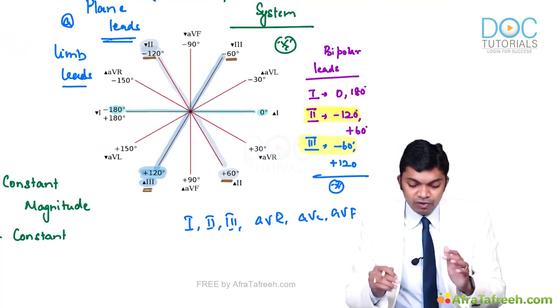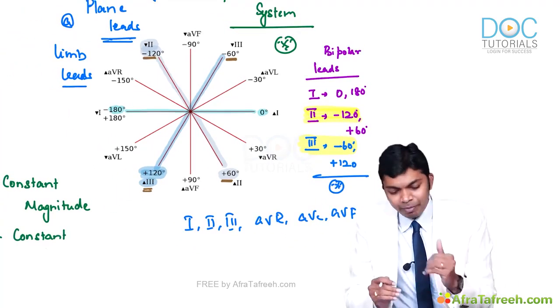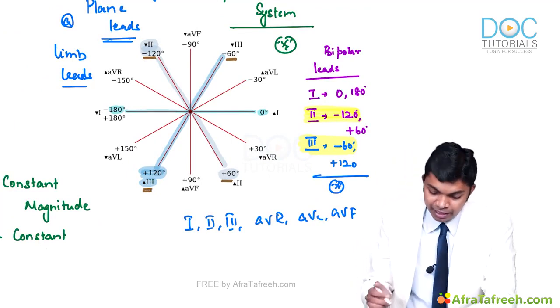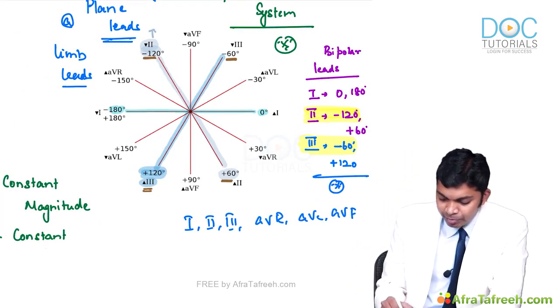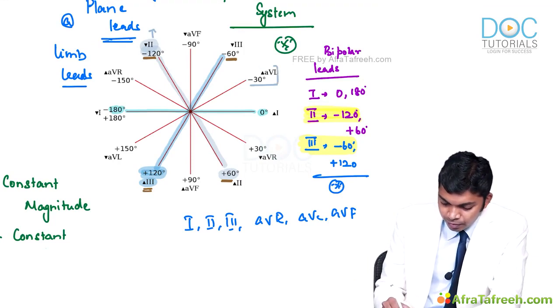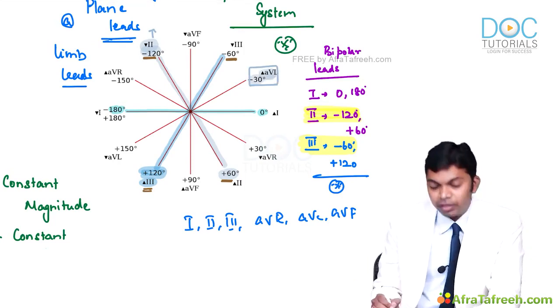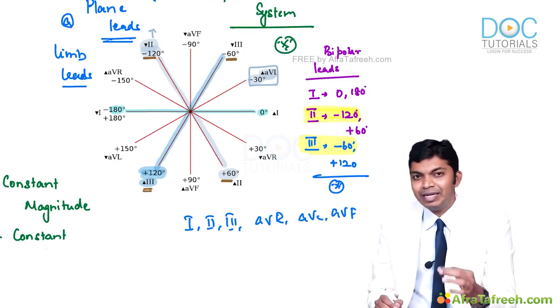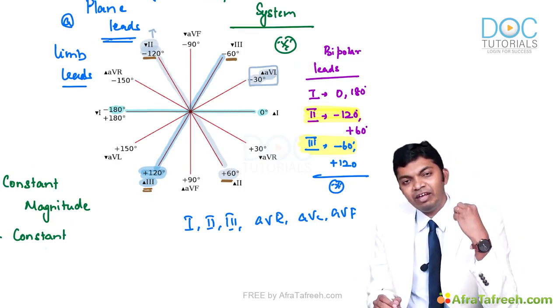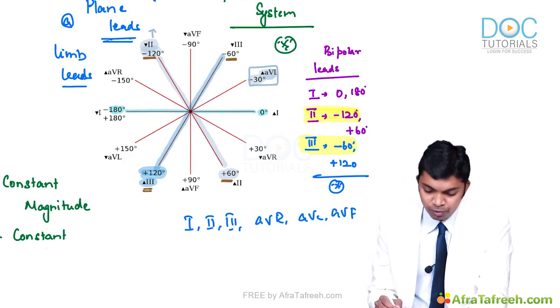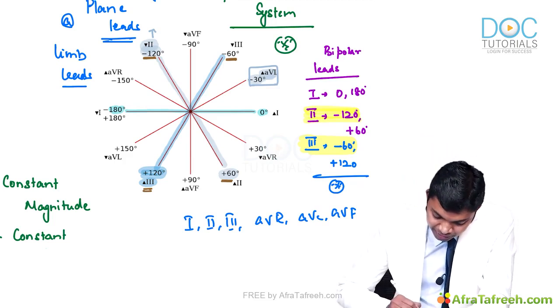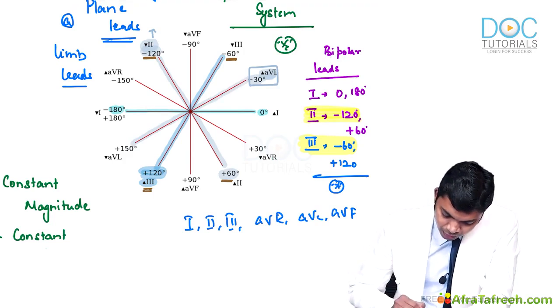Now, if you consider their corresponding perpendicular leads, lead 2 is exactly perpendicular to AVL, doctors, right? Unipolar limb lead with left arm as active electrode. It extends from minus 30 degrees to plus 150 degrees.